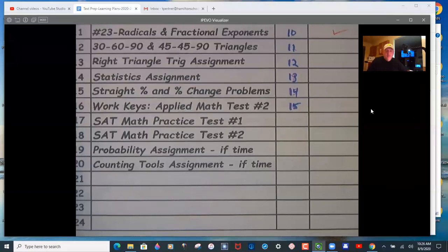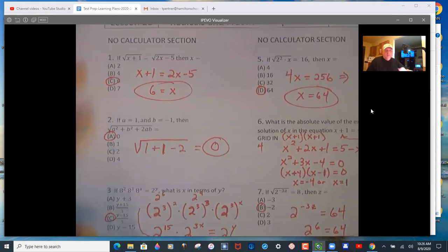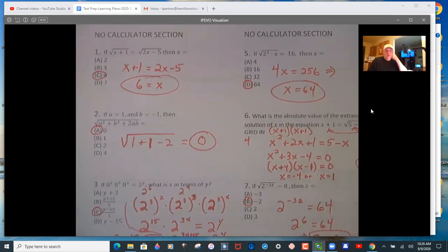This is the 10th assignment in test prep, radicals and fractional exponents. So the big thing here is some conversion between rational exponents and radicals back and forth, and then just squaring both sides to remove radical signs. So here's a problem. Checking for extraneous roots, of course.